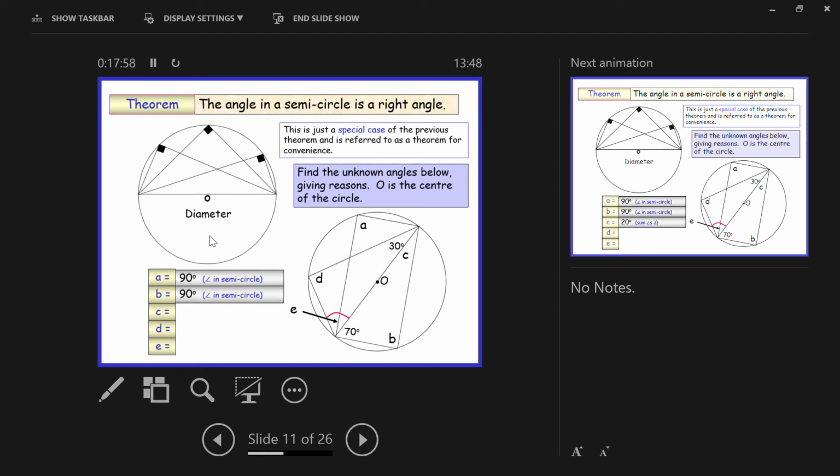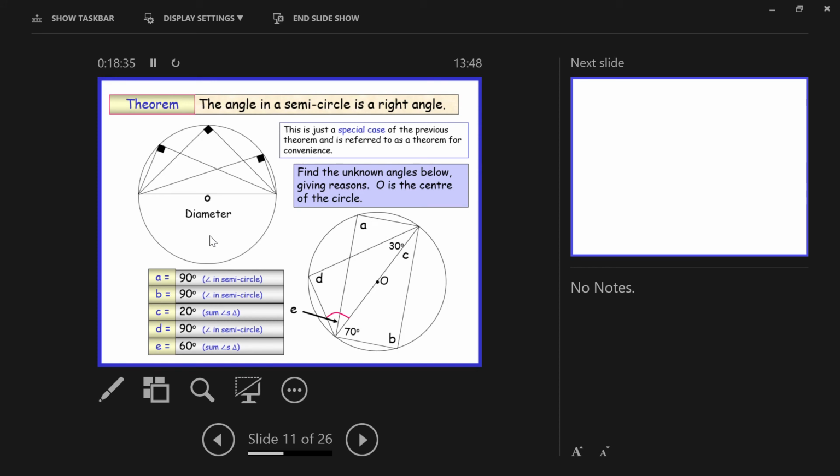Okay, good. If we look at C, in that same triangle we already have a 70 and a 90, meaning C would then be 20 degrees and then my reason is angles of a triangle. By D, that triangle is also on the diameter, so angle in a semicircle, 90 degrees. And then E, if you look at that same little triangle, that we were busy with just now, I've got 30 and I've got 90, so 180 minus those two gives me what E is, and it is 60. And your reason, angles of a triangle.